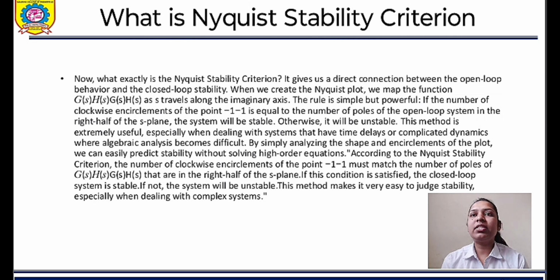According to the Nyquist stability criterion, the number of clockwise encirclements of the point (-1, 0) must match the number of poles of G(s)H(s) that are in the right half of the S-plane. If the condition is satisfied, the closed loop system is stable. If not, the system will be unstable. This method makes it very easy to judge stability, especially when dealing with complex systems.